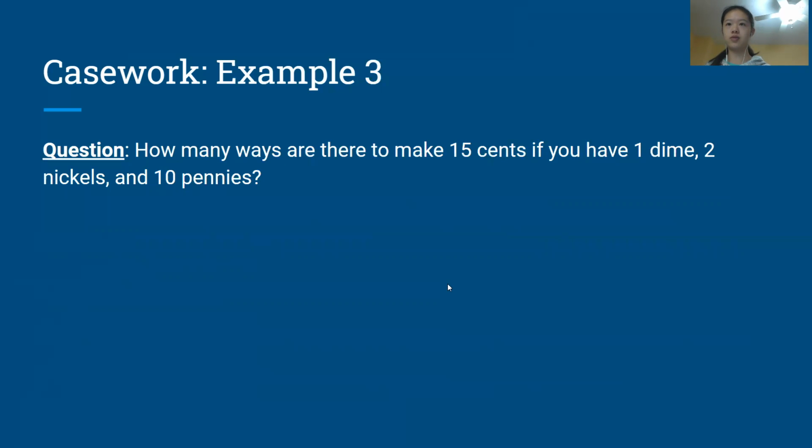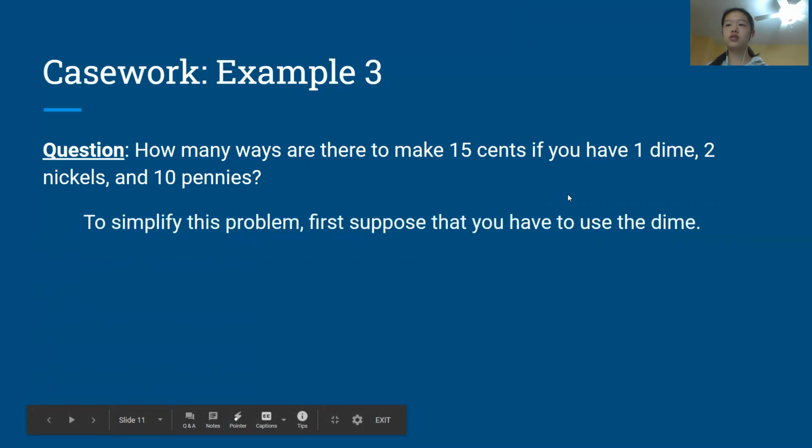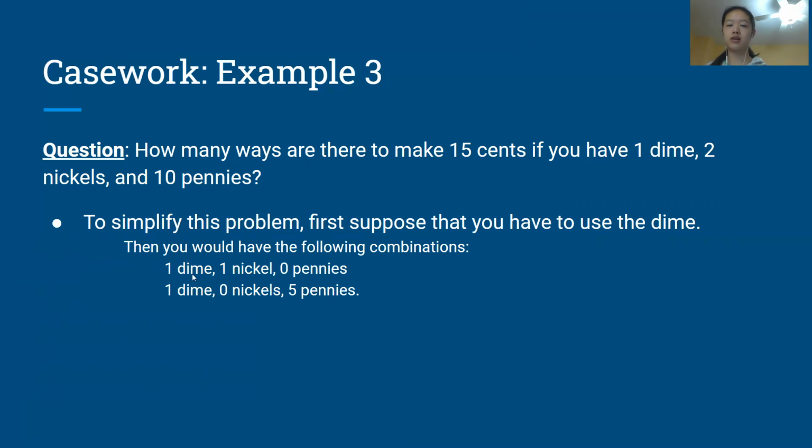Okay, here's another example. How many ways are there to make 15 cents if you have 1 dime, 2 nickels, and 10 pennies? Again, if you're watching the video, you can pause, try to work this out by yourself. Okay, so again, we can use a casework strategy. First, let's just say we have to use the dime when we're making the 15 cents. So in that case, we could have 1 dime, 1 nickel, and 0 pennies. Or we could have 1 dime, 0 nickels, and 5 pennies.